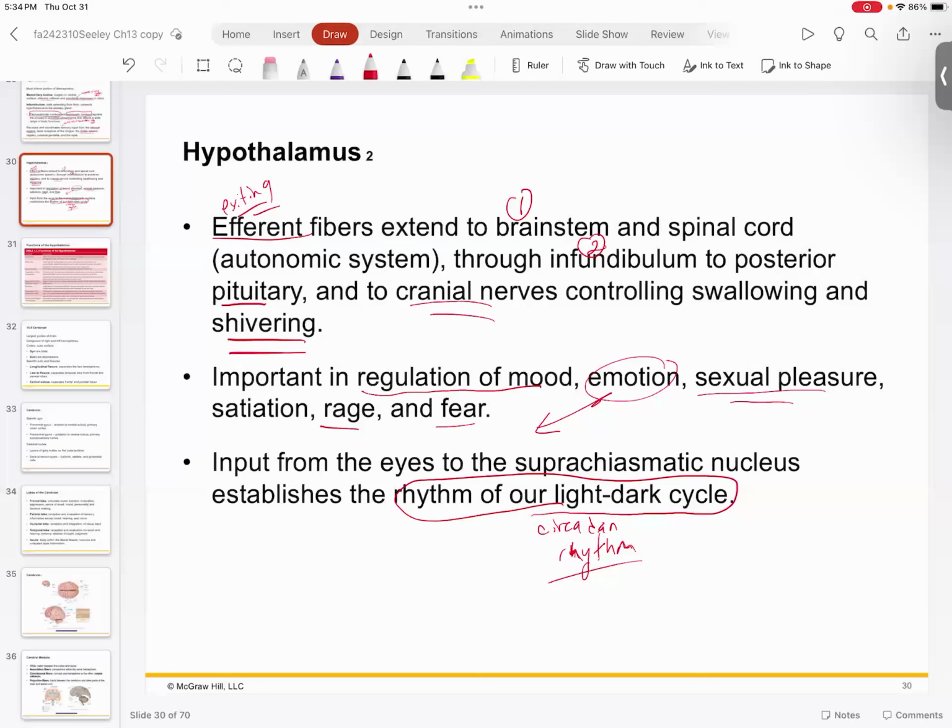It doesn't matter if we work night shift, your body doesn't care. Your body still says, listen, I'm diurnal. So you can work at night and try to sleep during the day, but it's not going to work as well long term. Those signals are coming through that suprachiasmatic nucleus.